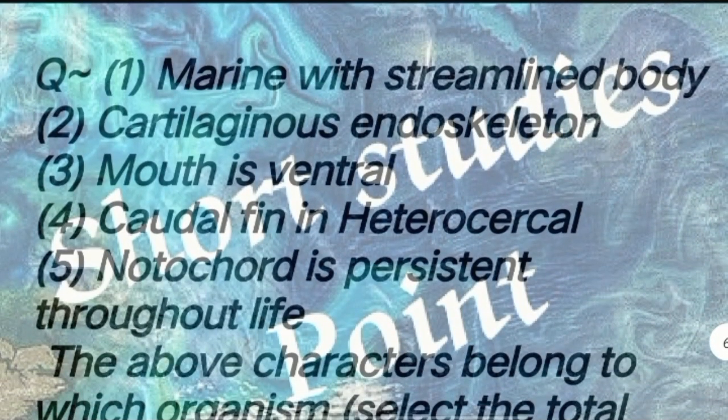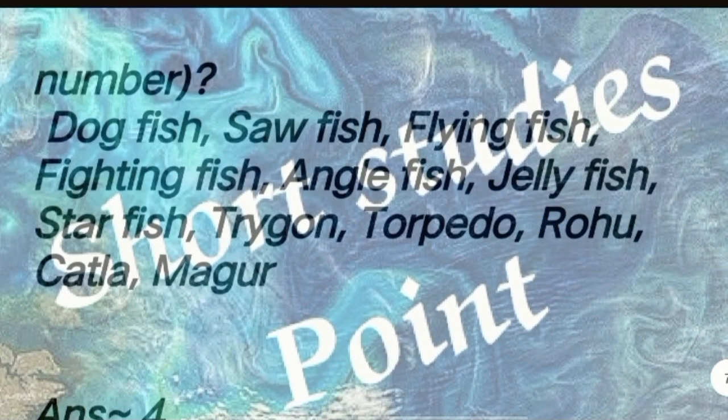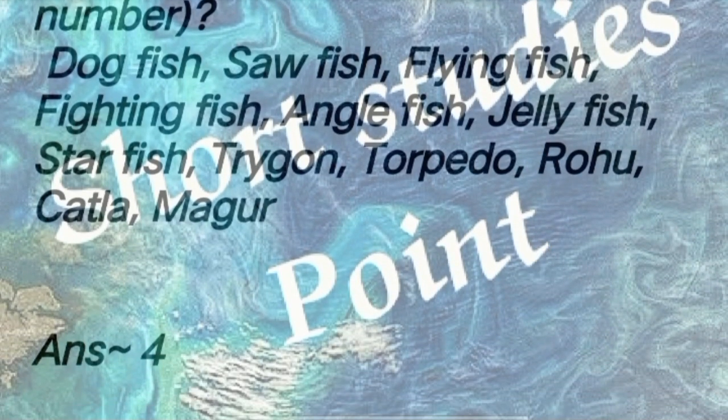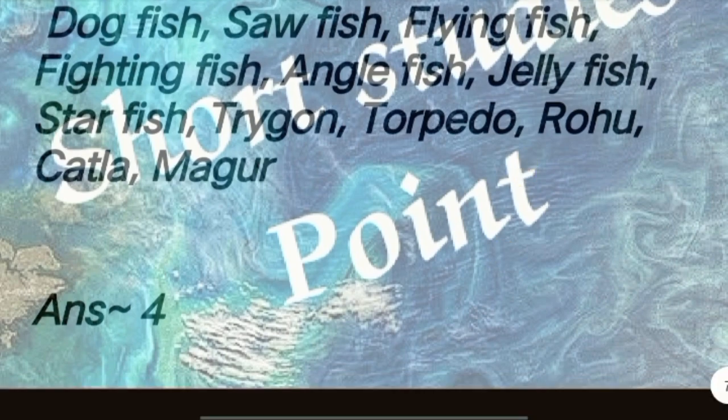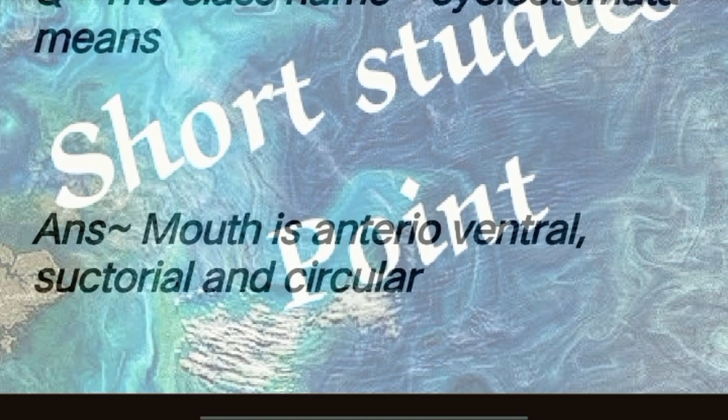Next question, marine with streamlined body, cartilaginous endoskeleton, mouth is ventral, caudal fin is heterocercal, notochord is present throughout life. The above characteristics belong to which organism? From these answers, only one option belongs to this. Question, the class name Cyclostomata means, answer, mouth is anterior, ventral, suctorial and circular.